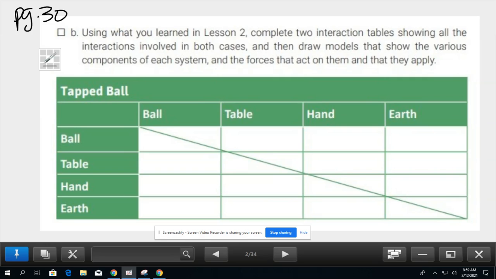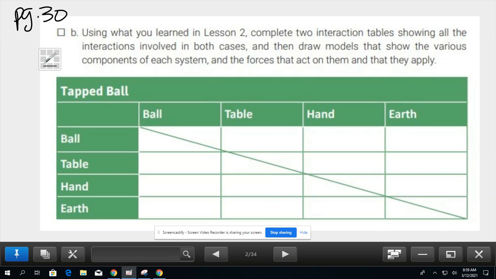Then you're going to draw the models that show the various components of each system and the forces that are acting on them. So we're going to draw free body diagrams, and we're going to show force arrows for all of the times that the components interact with each other, either by touching, physically applying a force, or by applying a force at a distance.